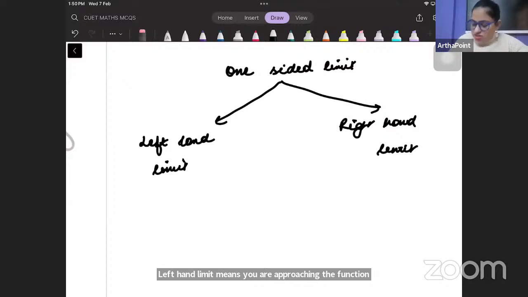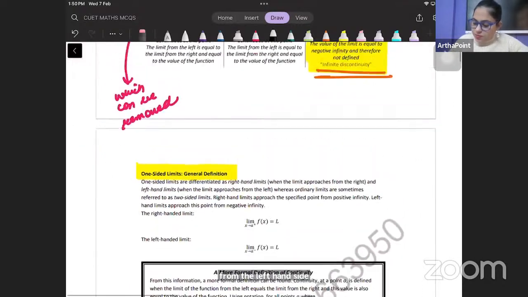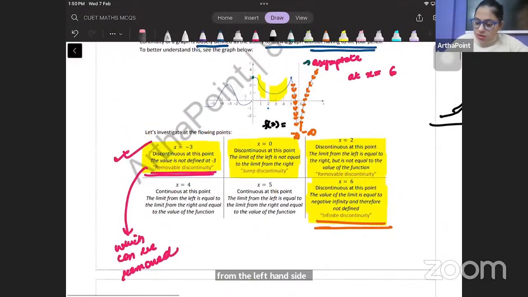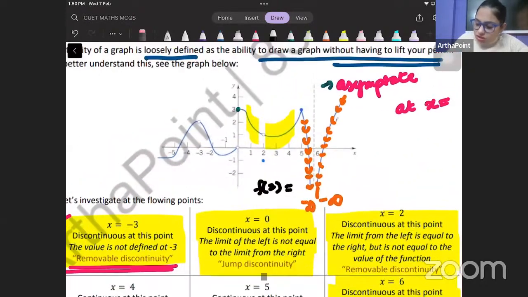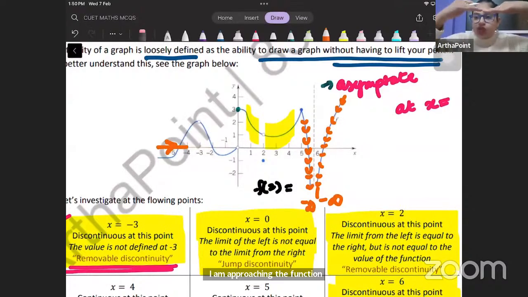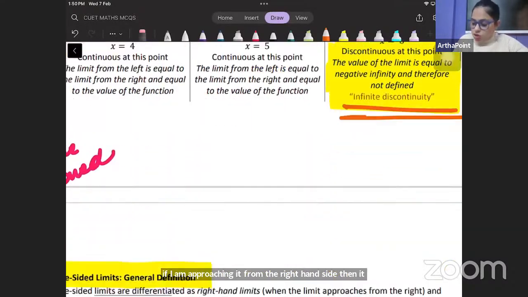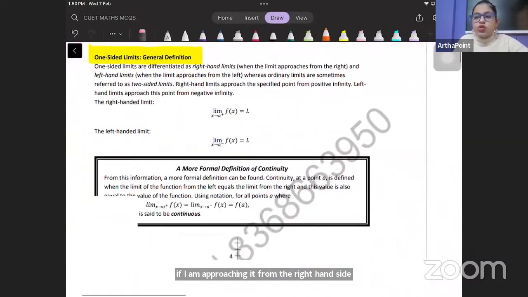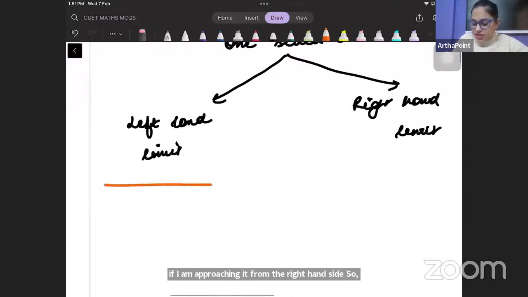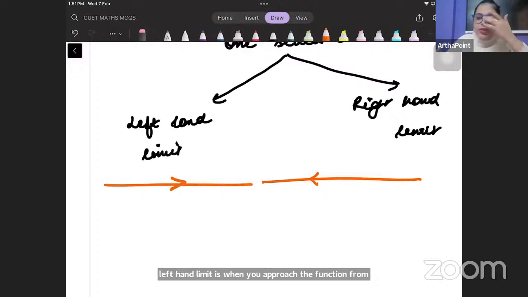So, like here, from here, if I am approaching the function from the left hand side, then it is the left hand limit. If I am approaching it from the right hand side, then it is the right hand limit. So left hand limit is when you approach the function from the left hand side, and right hand limit is when you approach the function from the right side.